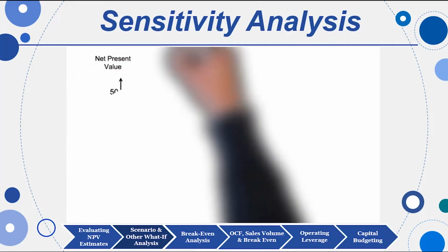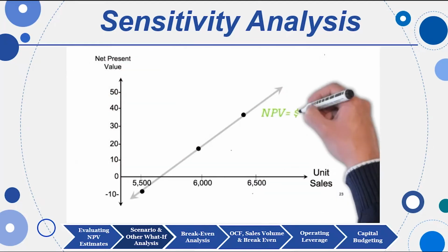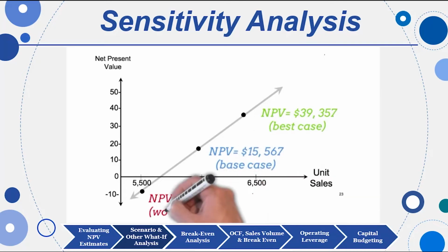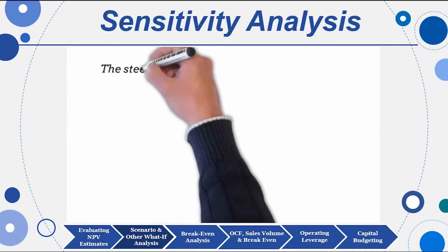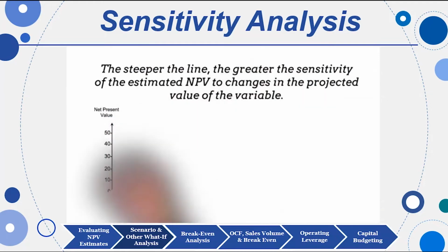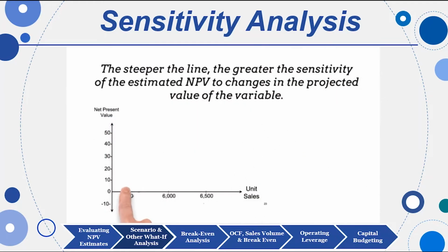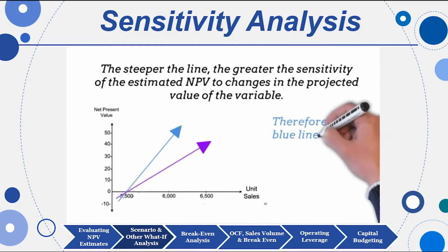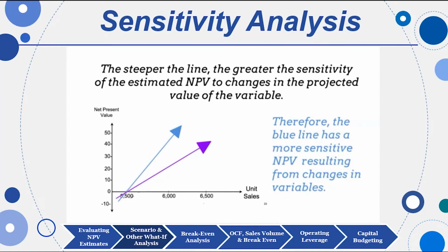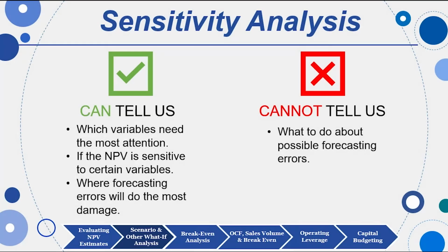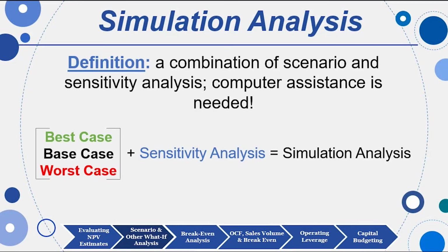On this graph, we can see the base case, the best case, then the worst case, and the more sensitive your analysis is to that one variable, it will steepen that line more toward the y-axis. The steeper the line, the greater the sensitivity of the NPV to changes in the projected value of the variable. So steeper lines, more sensitive, be more careful. Sensitivity analysis can tell us which variable needs the most attention. Once again, that's usually quantity and price per unit, and it cannot tell us what to do about possible forecasting errors.